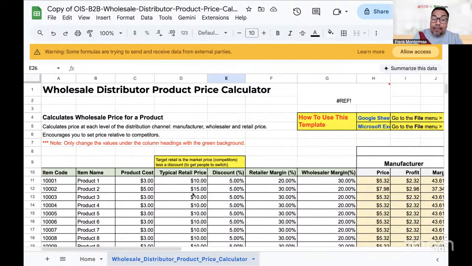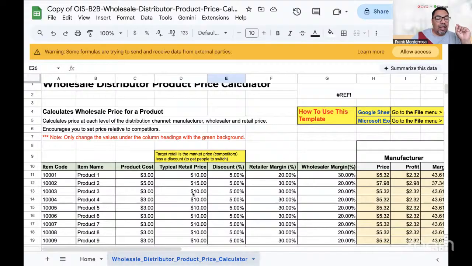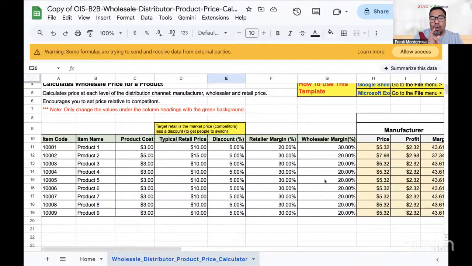So knowing the typical retail price, you're going to know where to start, and then you can apply a small discount. Remember, in order to be more effective and sell more, I've got to consider some discount in order to be more competitive. And next, you choose how much margin, and that's the key. How much margin you need in order to be competitive for that product.